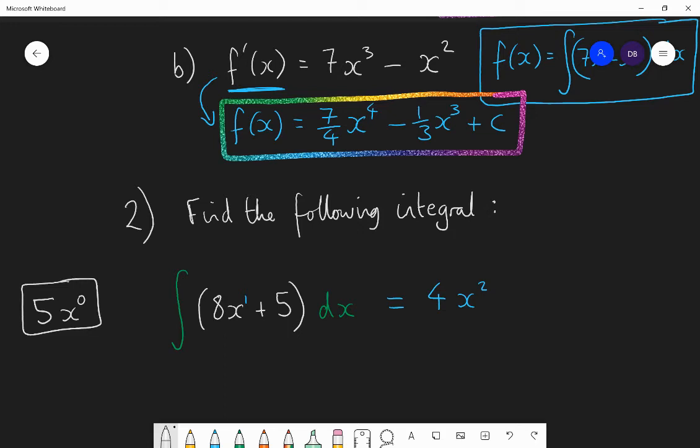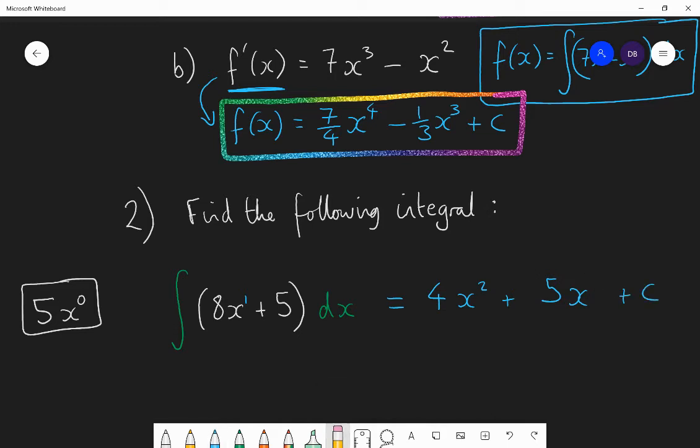And the 5, remember that 5 could be thought of as 5x to the power of 0. Okay, so if I'm integrating 5, I'm integrating 5x to the power of 0. So I increase the power by 1. So it becomes x to the power of 1. And then I divide by that new power, so I divide by 1. So the 5 stays as 5 because it is divided by 1. And then I put plus c.